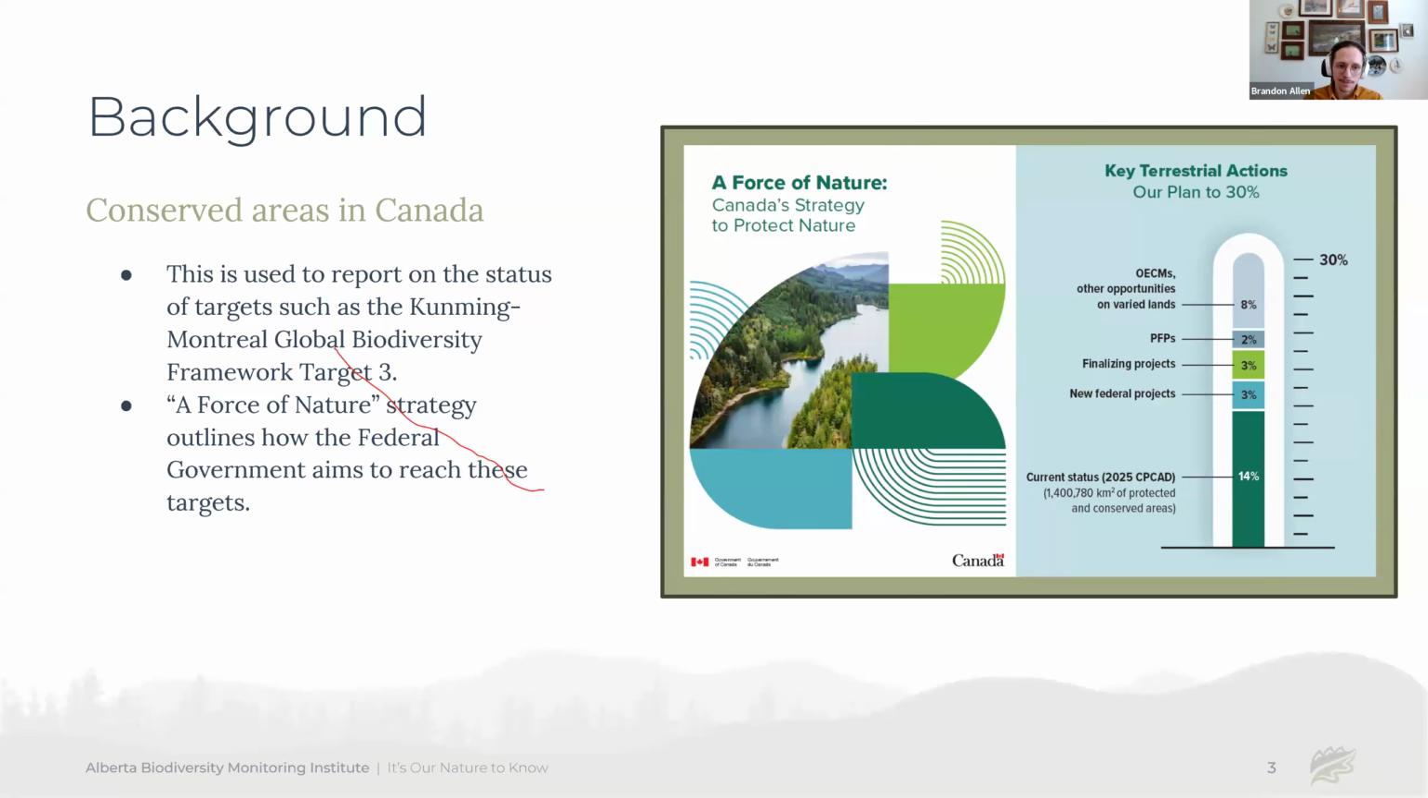Recently, there was a Nature strategy announced by the federal government, and this started to outline the approach that they plan to take over the next several years to meet that target. You can see that as of right now, in 2025, about 14% of terrestrial areas have some sort of conserved, protected, or OECM status. There's about 3% of new federal projects underway that they're hoping will contribute. Another 3% is finalizing these projects. We have some private partnerships, and then a big chunk of the new areas being added are going to be these OECMs or other opportunities. So again, this is very ongoing, and these are very ambitious goals that the federal government has outlined.